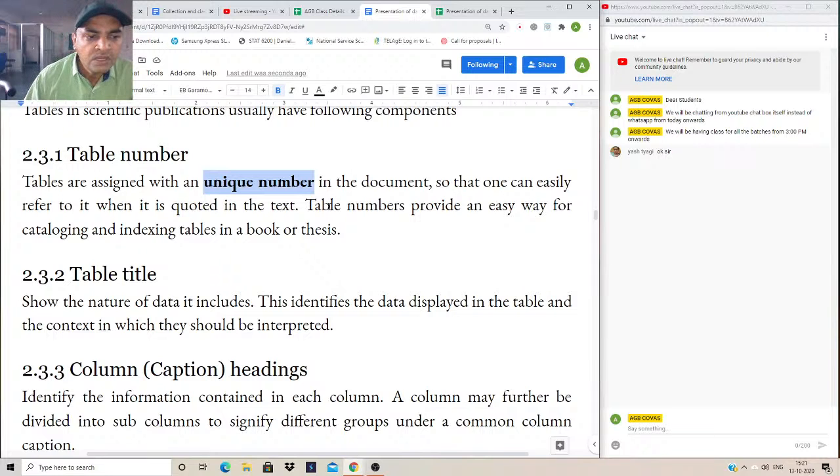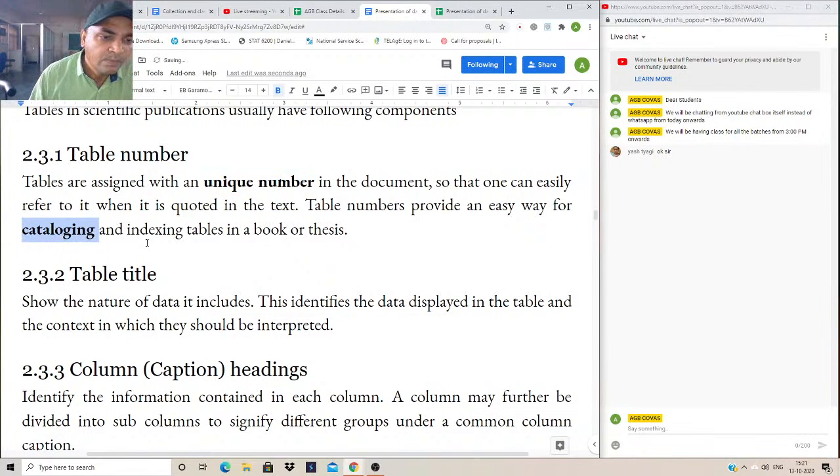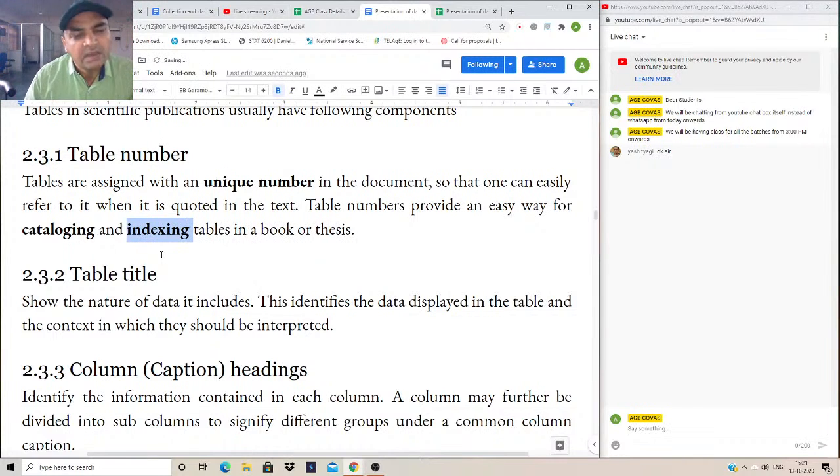By assigning unique numbers, tables can be easily identified in the textual presentation. It also provides an easy way of cataloging and indexing these tables in a book or thesis. Table number 1 is this, table number 2 is this, table number 4 is this, so you will easily understand that if I go to this table number, I will get this sort of information.